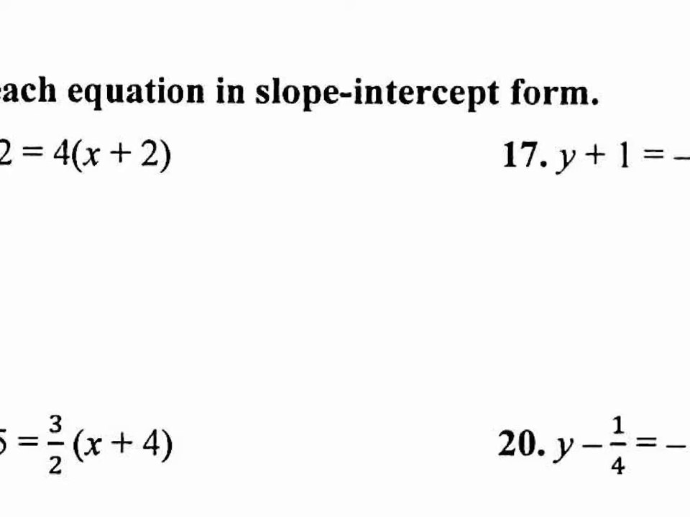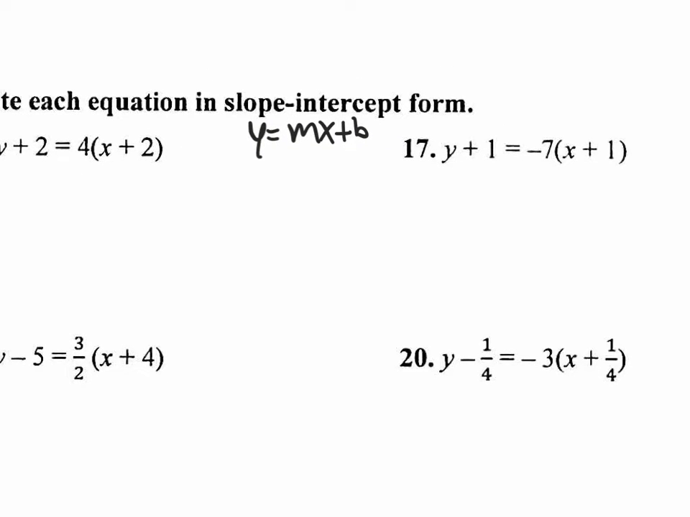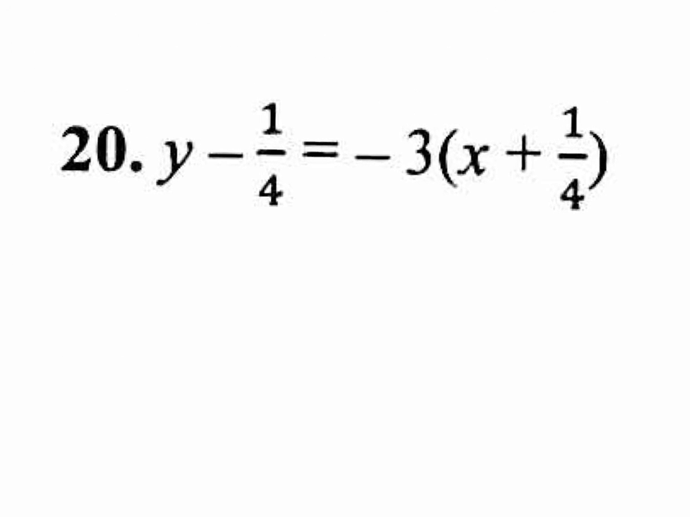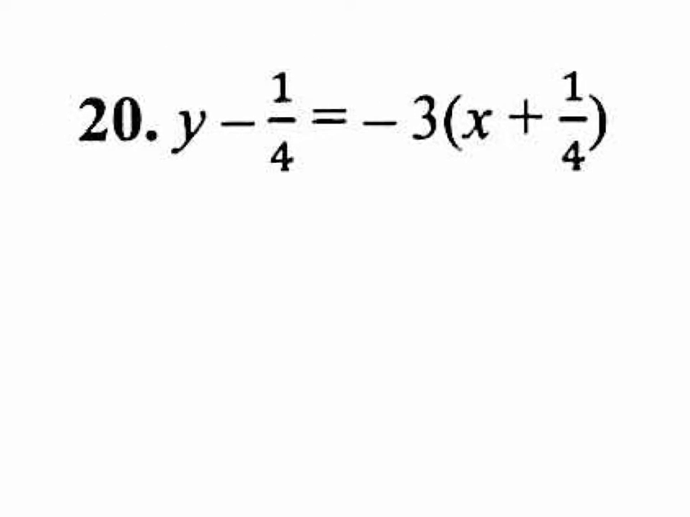Slope-intercept form is what? Y equals mx plus b. There you go. So again, they give you a point slope form equation, and you're going to have to change it to slope-intercept form. So number 20, for example, that's point slope form. The slope is -3. The point is -1/4, +1/4. But that's kind of irrelevant right now. We're not even graphing. But we need to change this point slope form equation to slope-intercept form. Now we know that y equals mx plus b does not have parentheses. So we don't want these parentheses. So we might as well distribute the -3 to both of them.